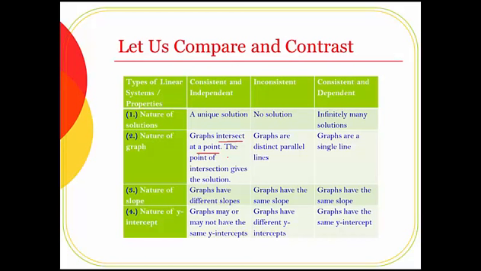When we talk of the nature of their y-intercept, consistent and independent systems may or may not have the same y-intercepts. But inconsistent systems will have different y-intercepts. Of course, they do not touch, so they will have different y-intercepts. And the consistent and dependent systems will have the same y-intercepts. So this is the compare and contrast of these systems in reference to their properties.